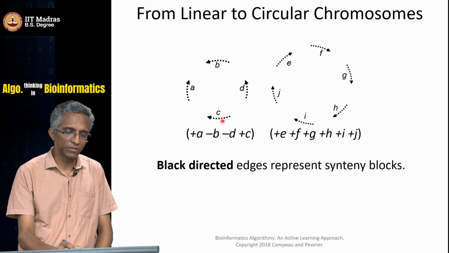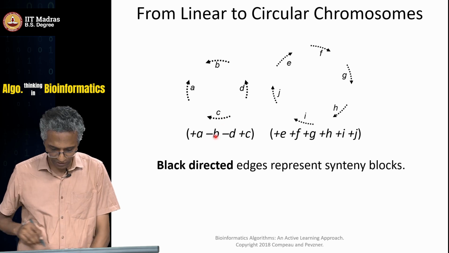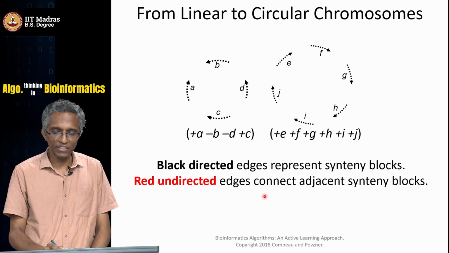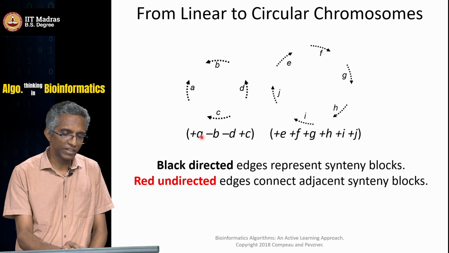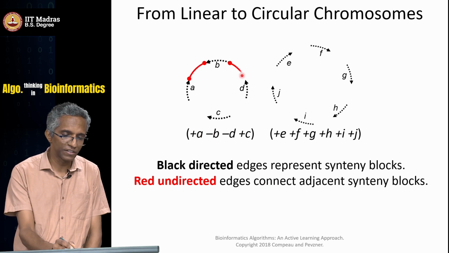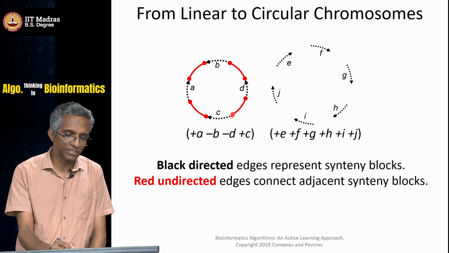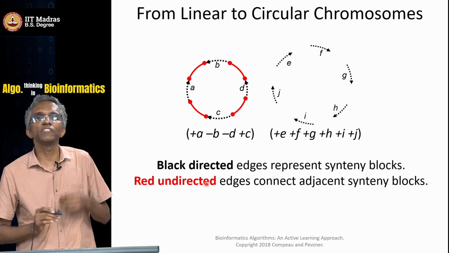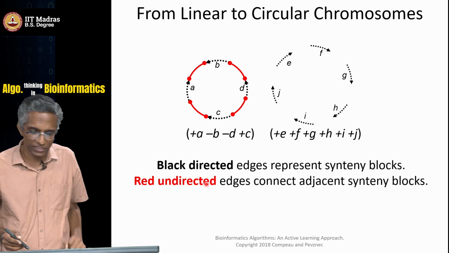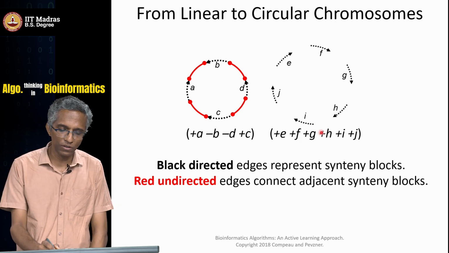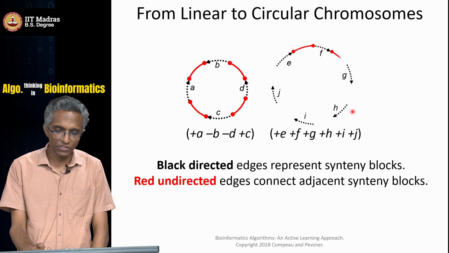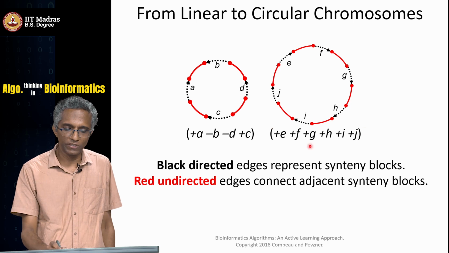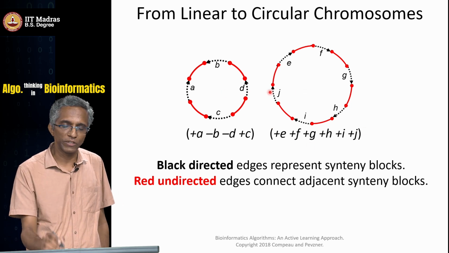Okay. Now I need to be able to tell what block is next to what block. So I add another set of edges called red edges. These are undirected edges, and they connect adjacent synteny blocks. So here A and minus B are next to each other, so that is added here, and then B and D are next to each other, D and C, and then C and A are next to each other. These are undirected edges. The black edges are directed edges because I need to be able to represent the plus or the minus signs. Similarly, here all of these are next to each other, so E and F, F and G, G and H and so on are all next to each other. This will also tell me that there are 2 chromosomes involved, 2 circular chromosomes. So this is a nice pictorial representation.